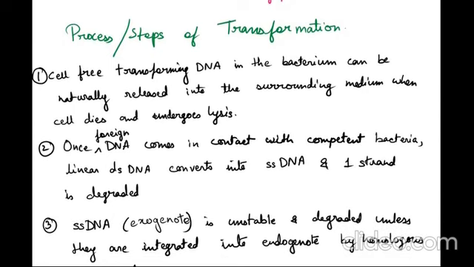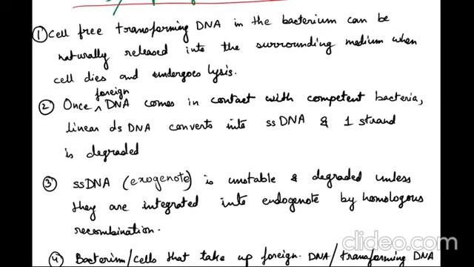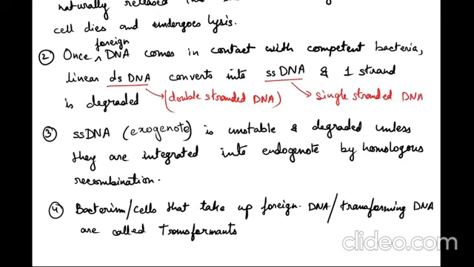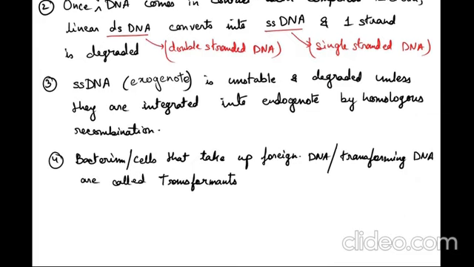Now let's talk about the process and the steps of transformation. Cell-free transforming DNA in the bacterium can be naturally released into the surrounding media when a cell dies and undergoes lysis. Once foreign DNA comes in contact with competent bacteria, linear dsDNA, double-stranded DNA, is converted into single-stranded DNA, and one strand is degraded. So they can take up double-stranded DNA, convert it into single-stranded DNA, and one strand will be degraded, and the other strand they'll keep. Now the single-stranded DNA, that is the exogenous.